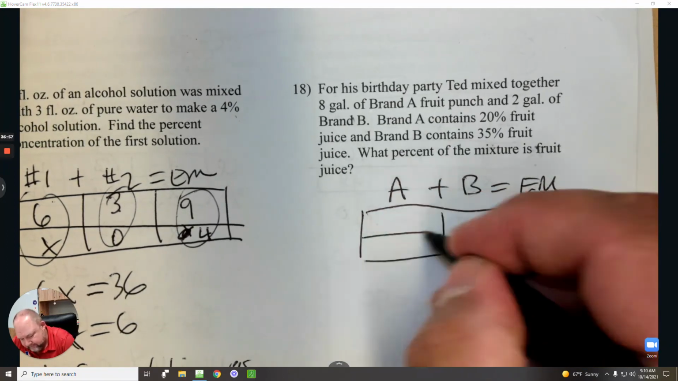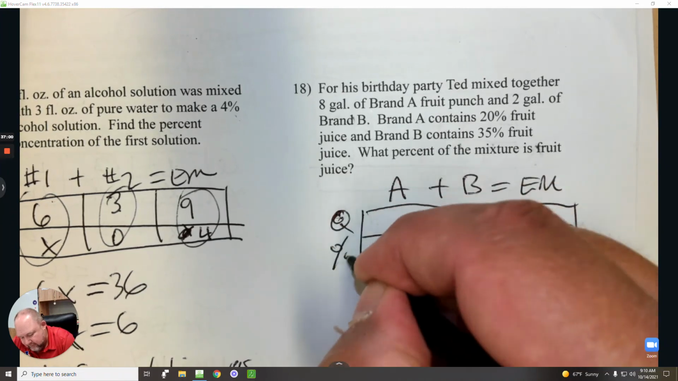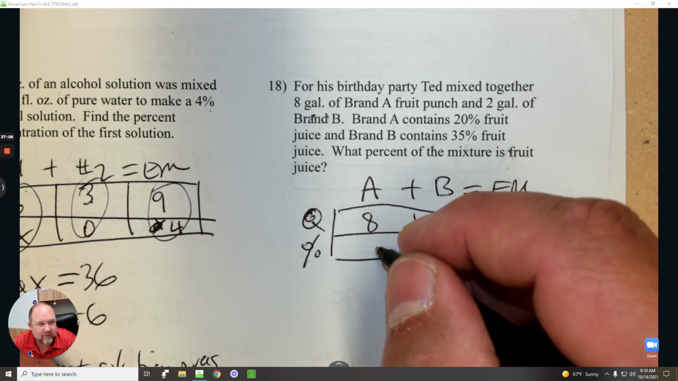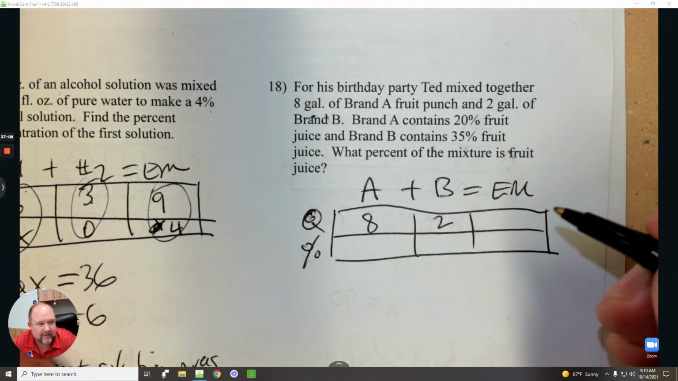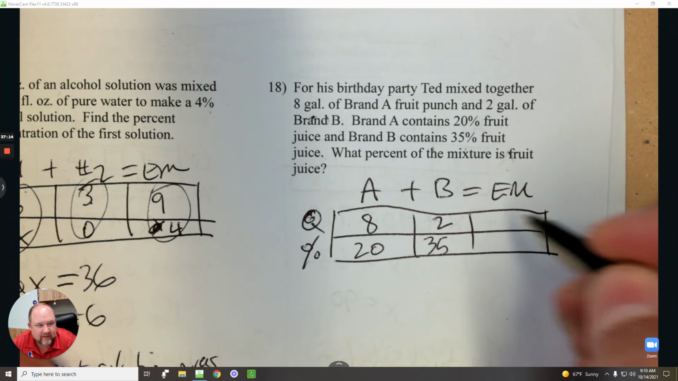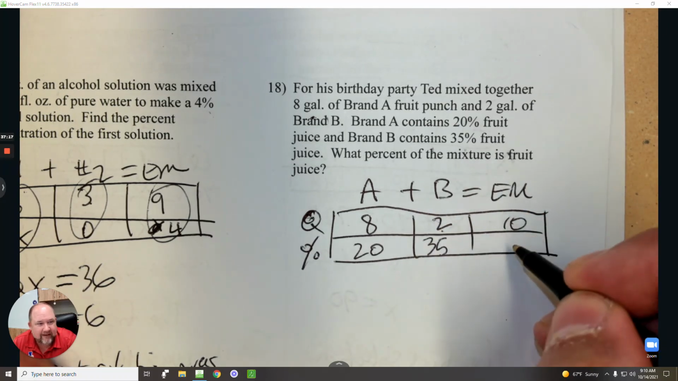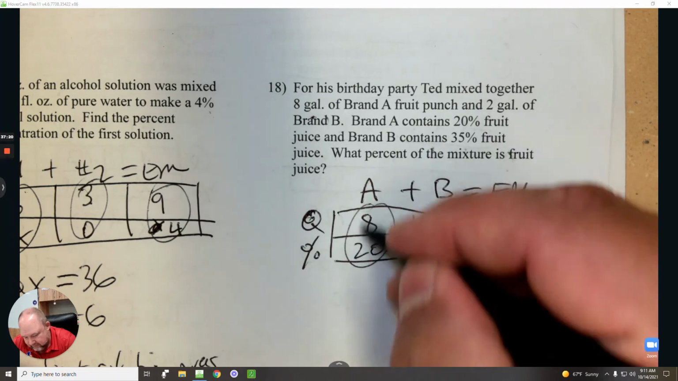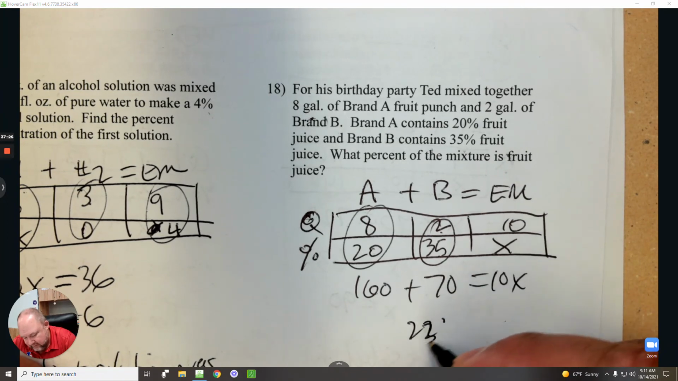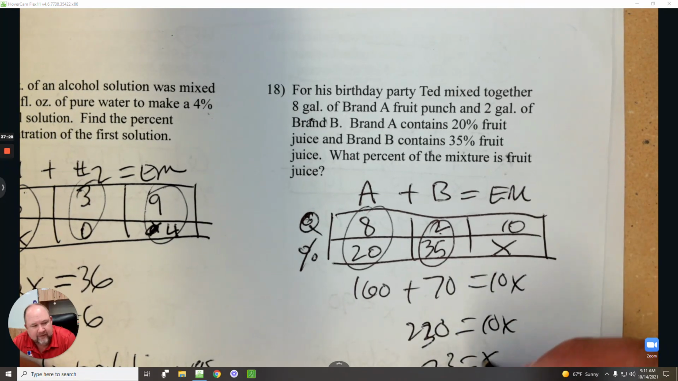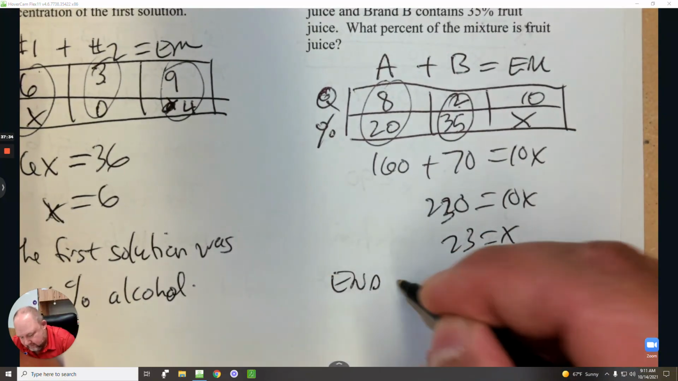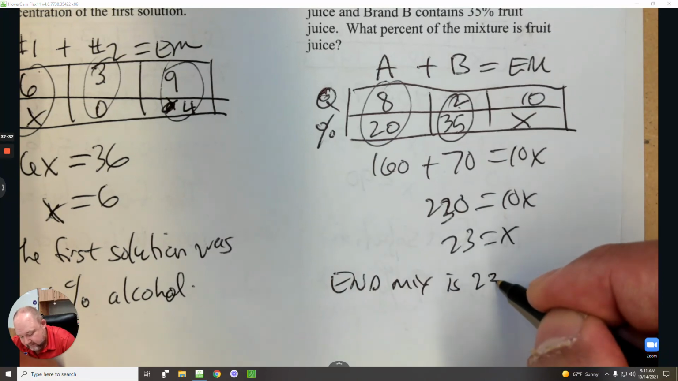It's all good. So we have quantity and percent. So first, brand A, we have 8 gallons, and 2 gallons of brand B. A has 20% fruit, B has 35%, and then the end mix. So 8 plus 2, we now have 10 gallons, and we're trying to figure that out. So multiply. So this is 230, divide by 10, easy peasy. And the answer is the end mix is 23% fruit juice.